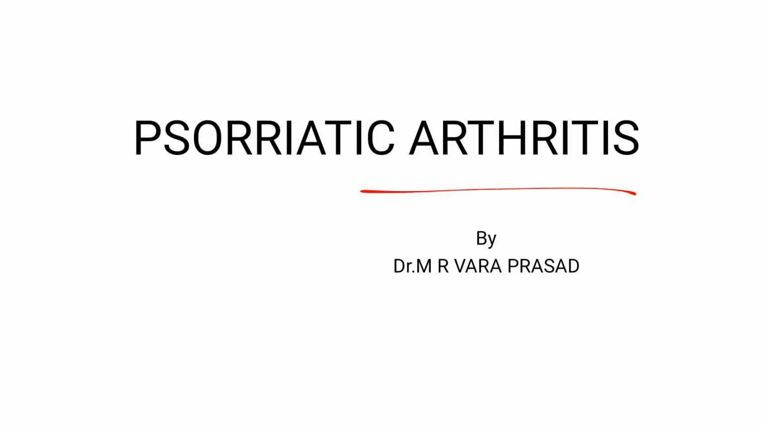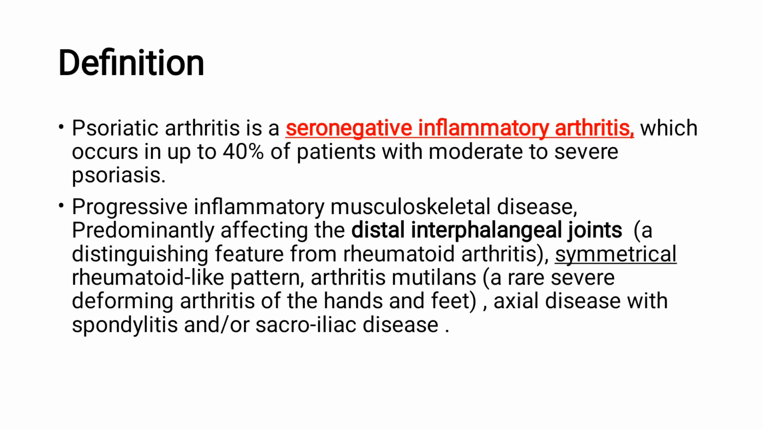Hello everyone, today we will discuss psoriatic arthritis. Psoriatic arthritis is a seronegative arthritis which occurs in up to 40% of patients with moderate to severe psoriasis. It is a progressive inflammatory musculoskeletal disease predominantly affecting the distal interphalangeal joint, as a distinguishing feature from rheumatoid arthritis, where it involves the proximal interphalangeal joint.